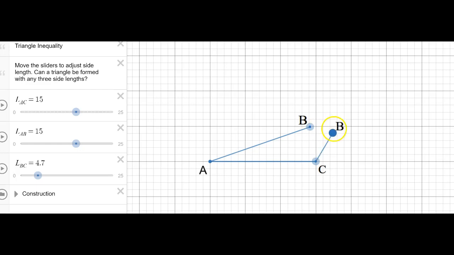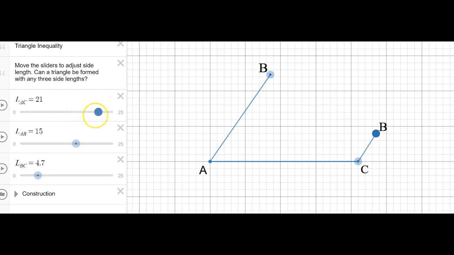So what I want to try and do here is somehow adjust these lengths so that it doesn't form a triangle. So let's take AC and let's make it a little bit longer. Alright, let's see if we can make this a triangle now. Alright, so we can see now that even if I move these all the way down there, the point B's that should match to make it a triangle aren't going to match.